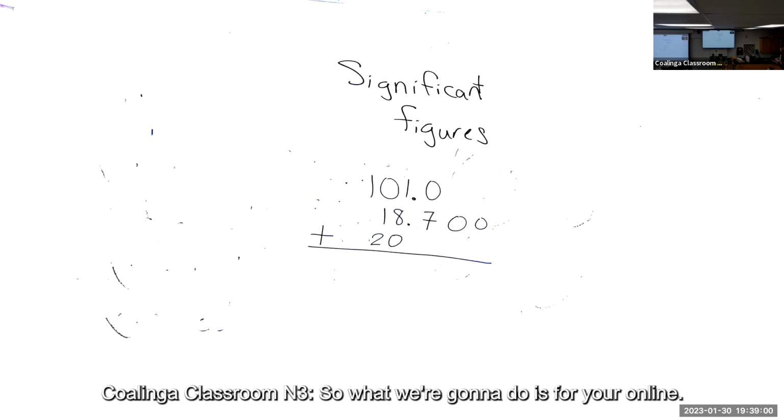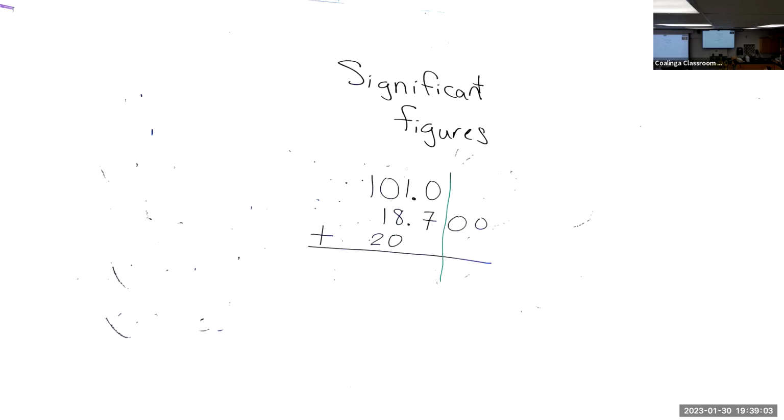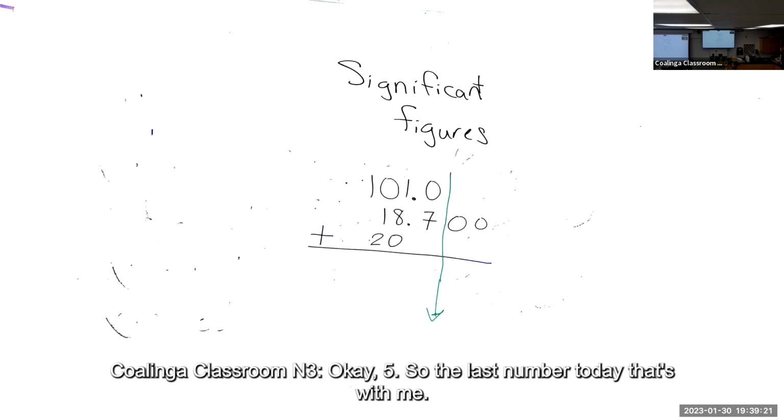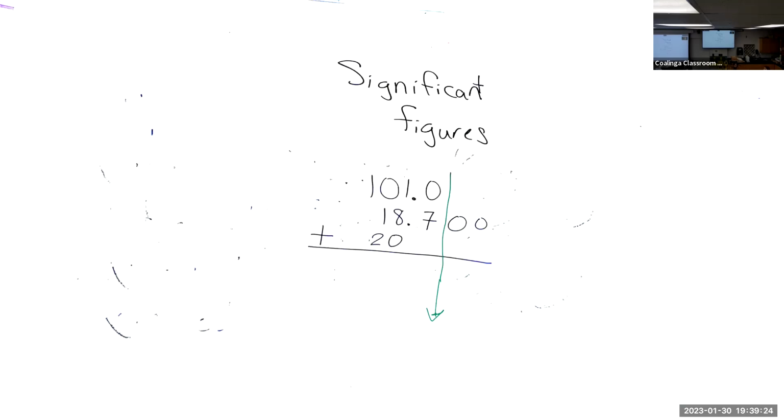So what we're going to do is draw a line. So the next number, what is the last number of significance? Well, first off, how many significant figures do we have? On the second line, we have 5. So the last number of significance would be 0. And then the last number, how many significant figures do we have there? 1. So the last number of significance would be 2.